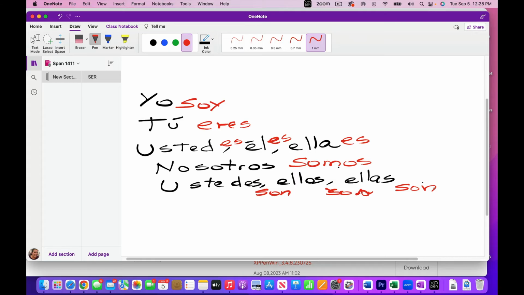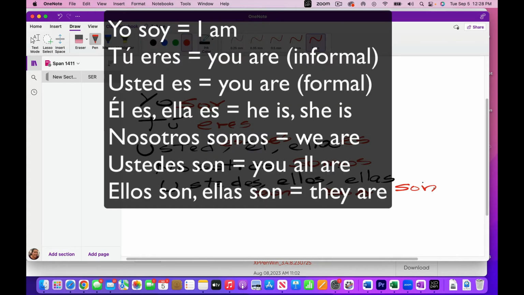In essence, what you have in front of your screen means yo soy, I am. Tú eres, you are. That's the one you would use with your friends. Usted es, you are, but you would use it in a formal situation. Él es, he is. Ella es, she is. Nosotros somos, we are. Ustedes son, you all are. Ellos son, they are. Ellas son, they are, but all females.